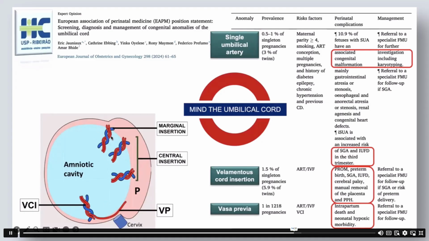If we have marginal insertion, we might have as well a velamentous cord insertion, where we have these vessels unprotected by Wharton's jelly. And if they are close to the cervix, we might have problems at the delivery, such as the rupture of vasa previa. It's rare, 1 in 1,200 pregnancies, but it might lead to hypoxia and intrapartum death.